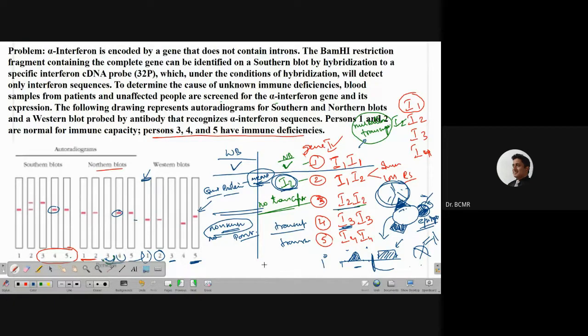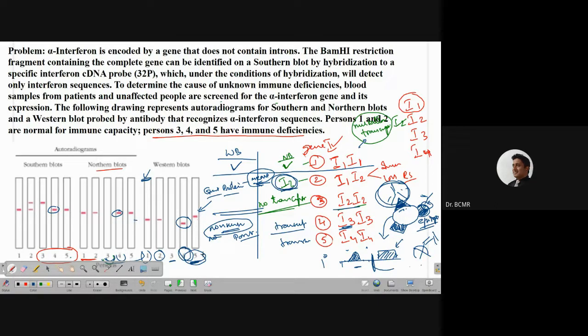Do we have 5? Yes, I1. Yes. For the 5th patient, what can we tell? So basically, because it became shorter, it is non-functional. Okay, that is why this person is having immune deficiency issues.